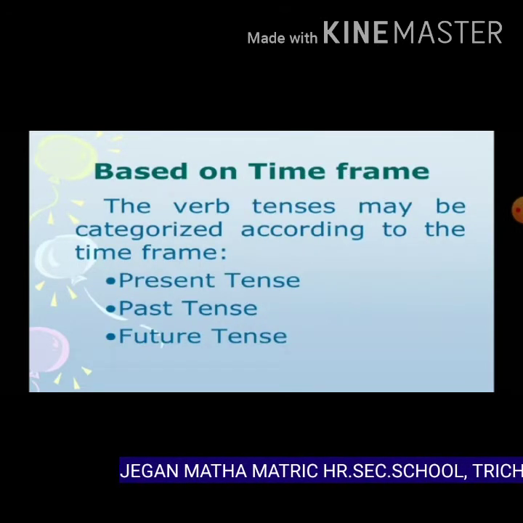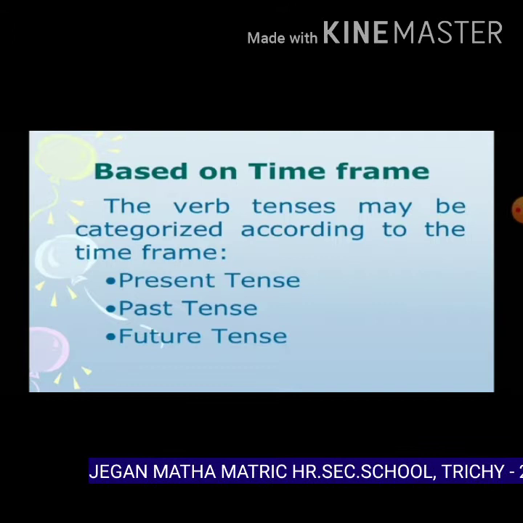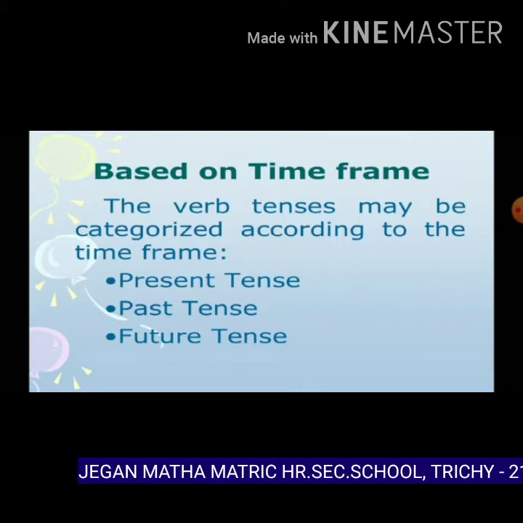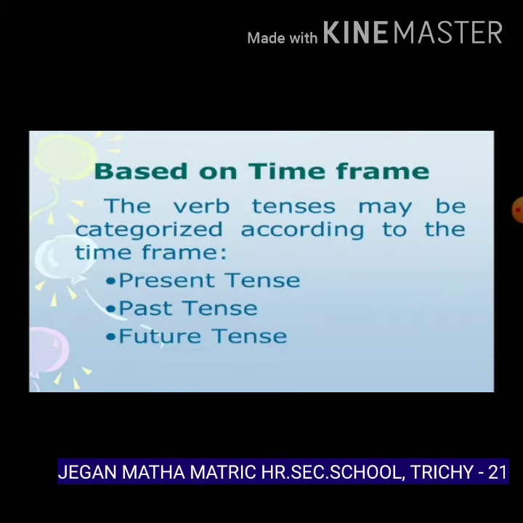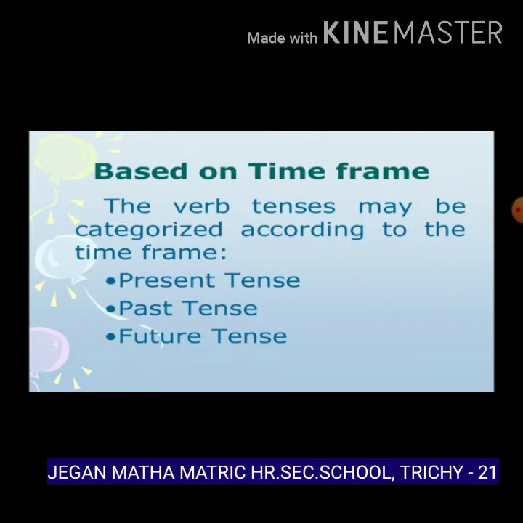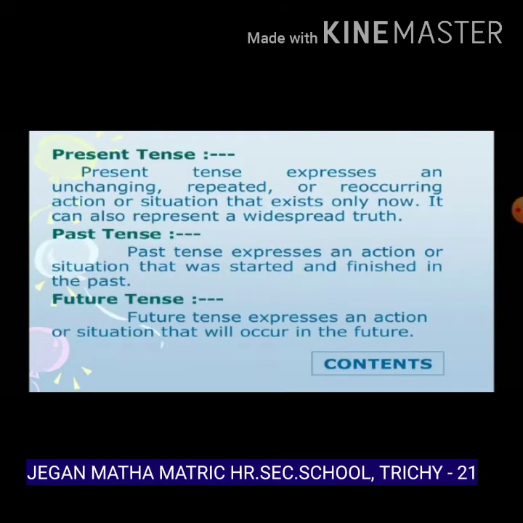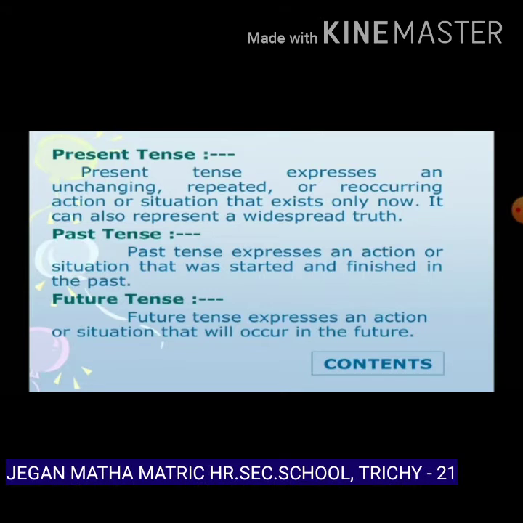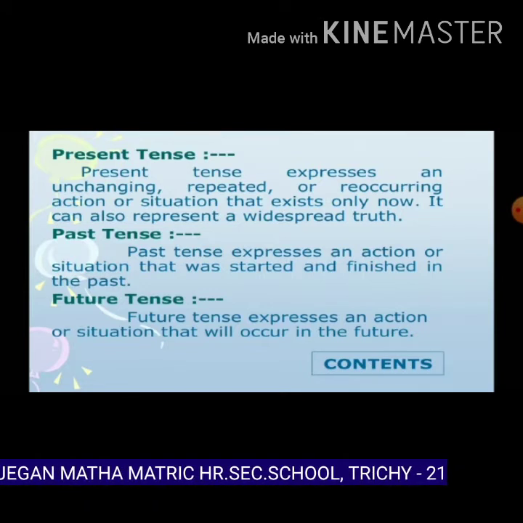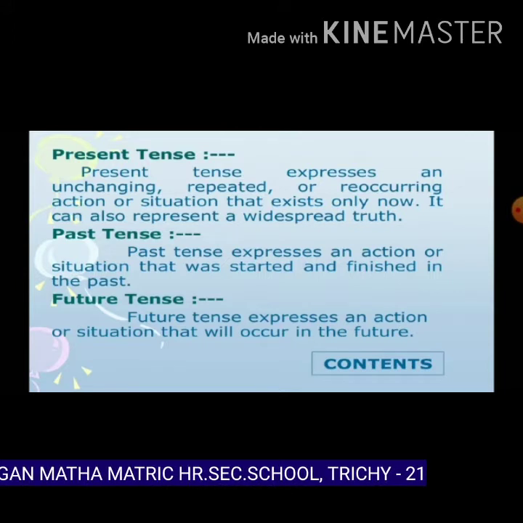Based on time frame, the verb tenses may be categorized according to the time frame. What is the time frame here? Present tense, past tense, future tense. Okay, three types they have given: present tense, past tense, future tense. What is the present tense, what is the past tense, what is the future tense? Actually we have 12 types of tenses. The main basic three types of tense: present tense, past tense, future tense.